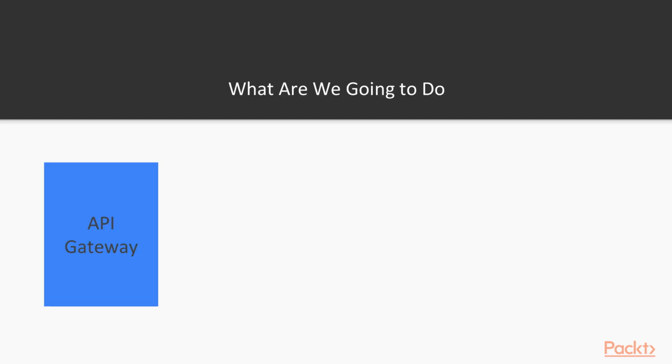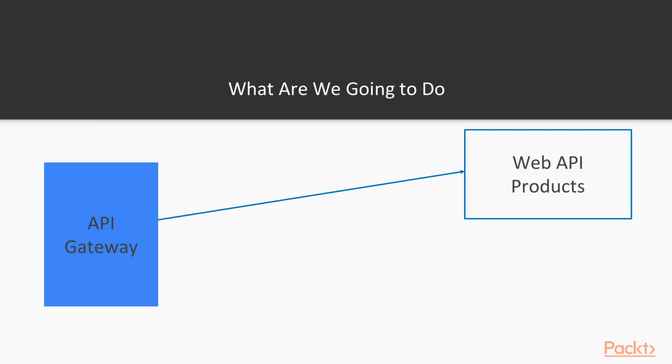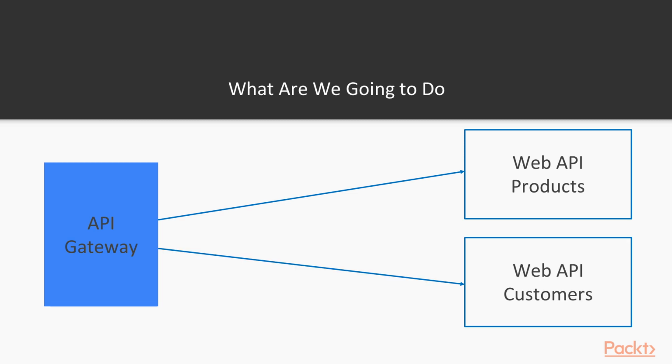So what are we going to do? Well, we have our API Gateway. We're going to get that set up. We're going to ensure that the API Gateway can work with the API products, so the web API, the product section, and customers. So now let me show you what we've set up in Azure, the products API and the customers API, so that we know what we're going to be dealing with.